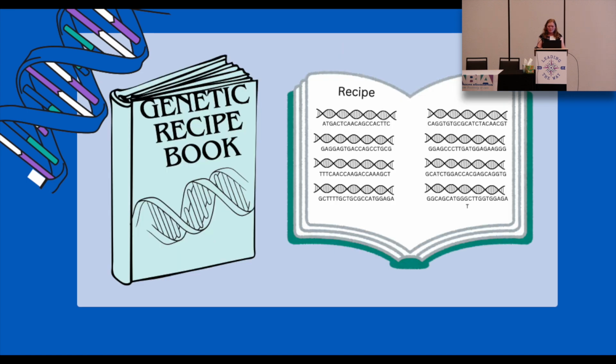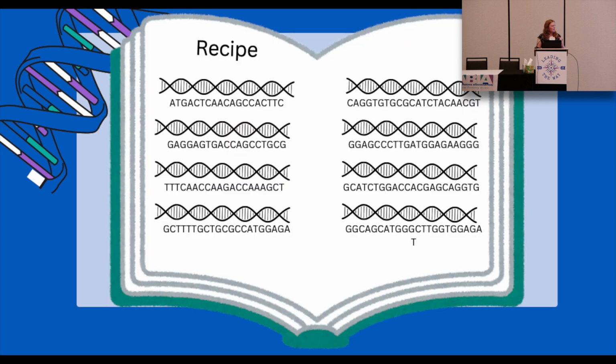If we open up the book, we can see that the letters of the book are what we call in genetics individual base pairs. There are 4 letters that make up this language of DNA, and that is A, T, G, and C. So our DNA is just a long strand of different combinations of those 4 letters, and it's very, very long.